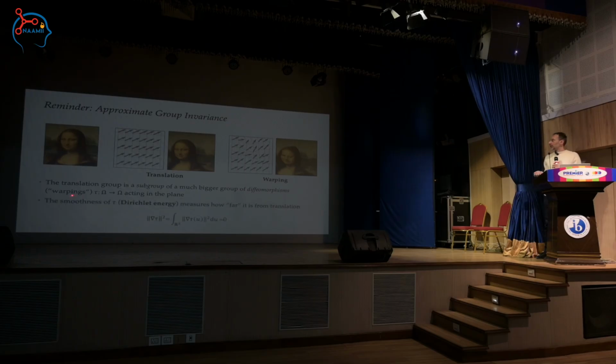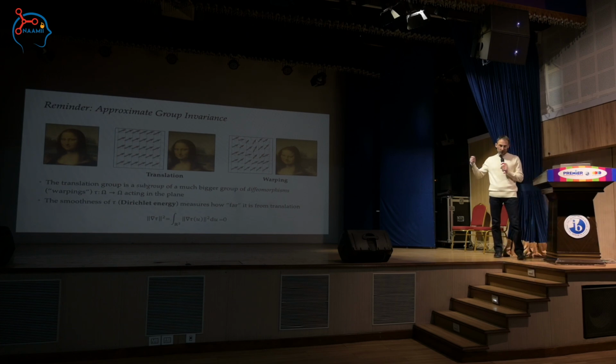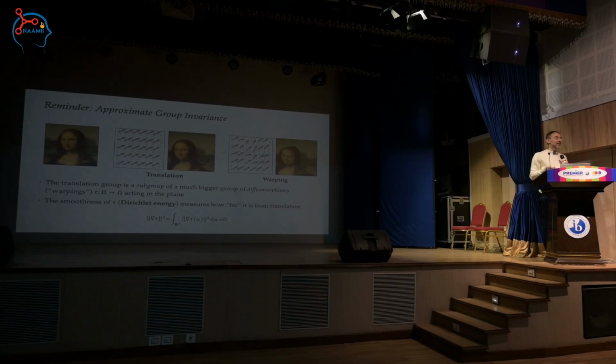The smoothness of this tau, of this warping, we can measure using the function that we call the Dirichlet energy. You've seen it in your labs. We'll talk about it later again to understand better what it means from a physics perspective. It measures how far we are from the translation. The Dirichlet energy is the integral over the squared norm of the gradient of tau. So if I have a shift, its gradient is 0, so the Dirichlet energy of the shift will be 0.